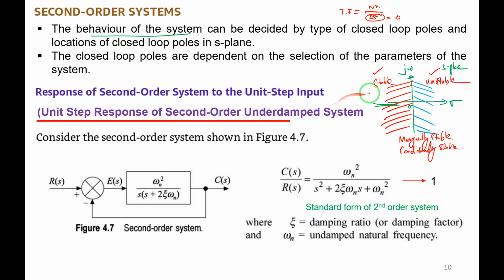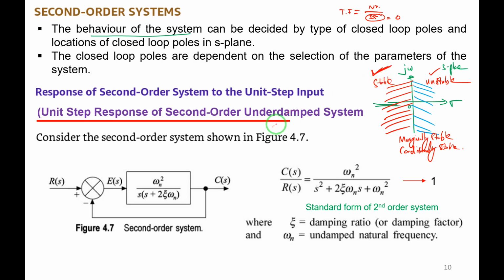One minute. Before stopping, I want to tell you a few more things. What is a stable system? What is an unstable system? Can anyone tell? I have already defined what a stable system is. Please listen. A system which is going to attain the steady state value or final value is called a stable system.